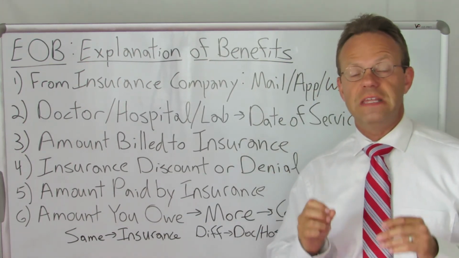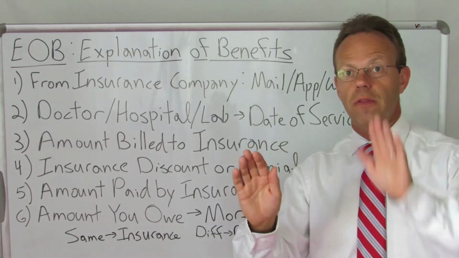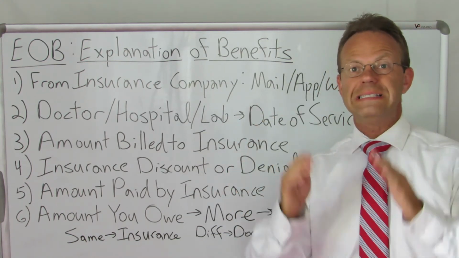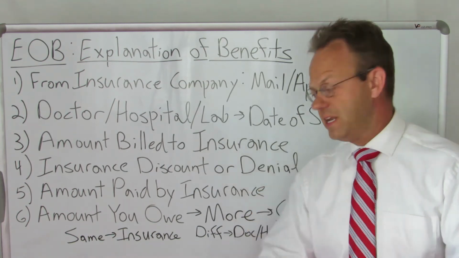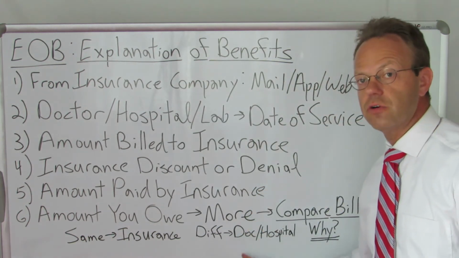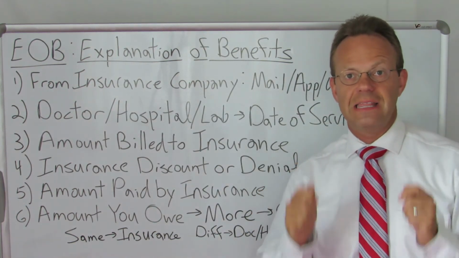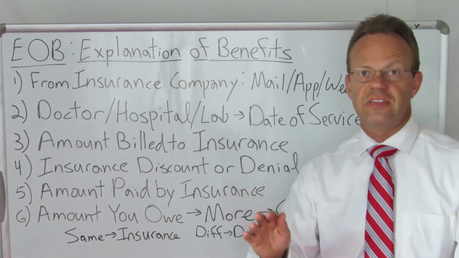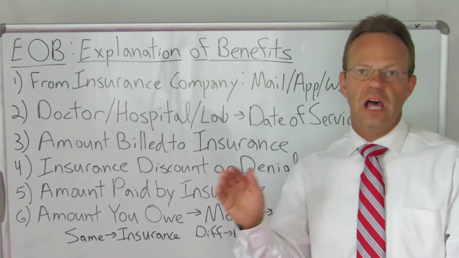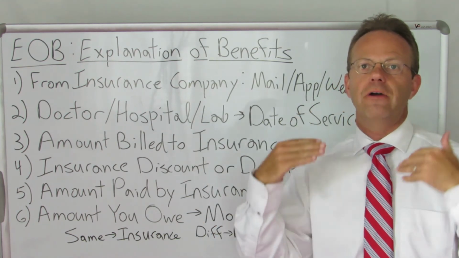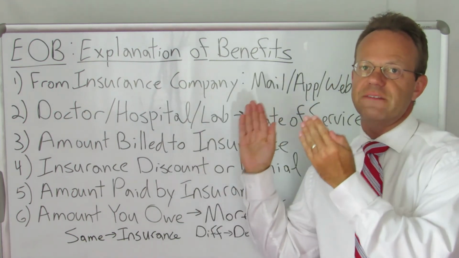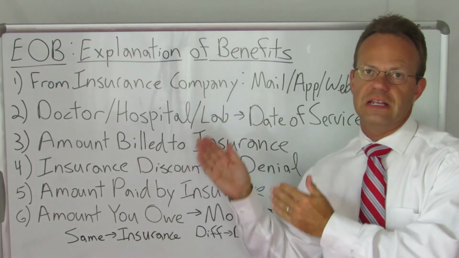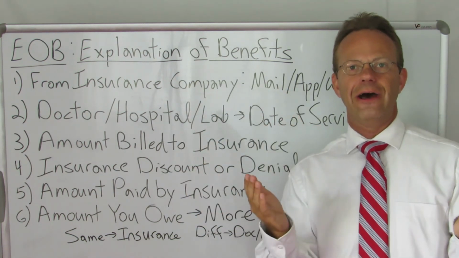Now, if the amount on the bill and the amount on the EOB in terms of what you owe is different, then you're going to call the doctor or the hospital and you're going to ask them why there is a difference between what the bill says and what the EOB says. And in another video, we will talk about how you go about fixing that. But this is the first step in terms of understanding EOBs. And that's how health insurance works.